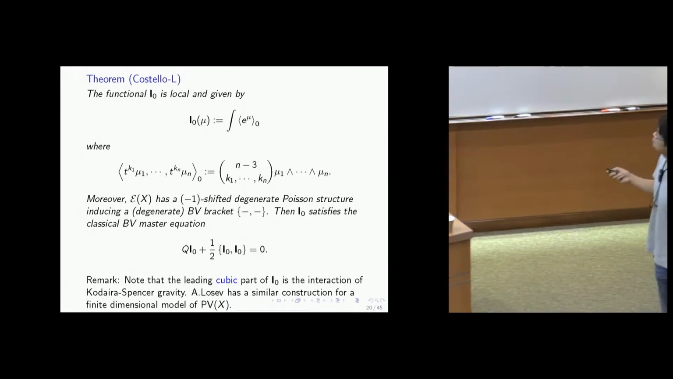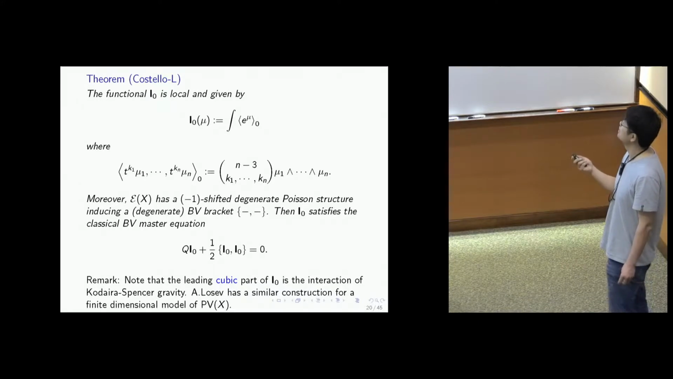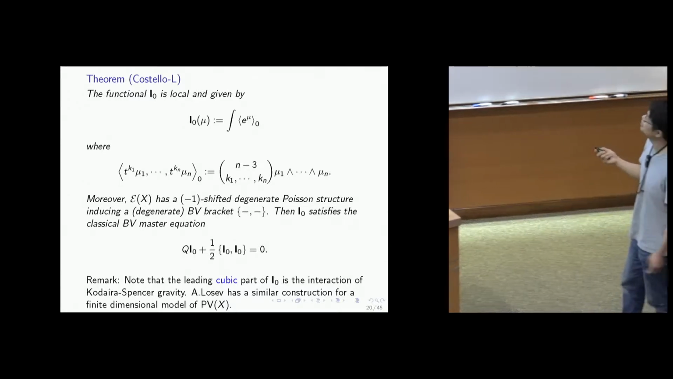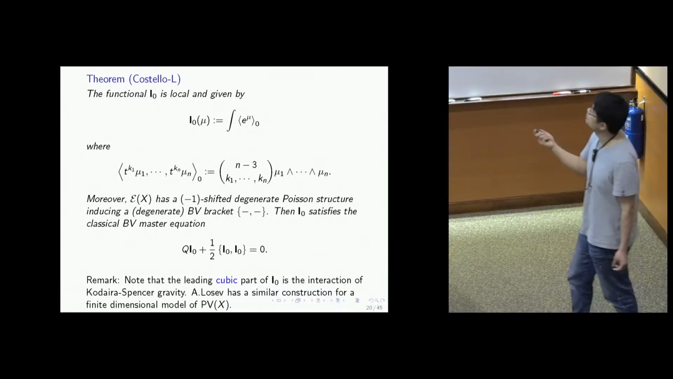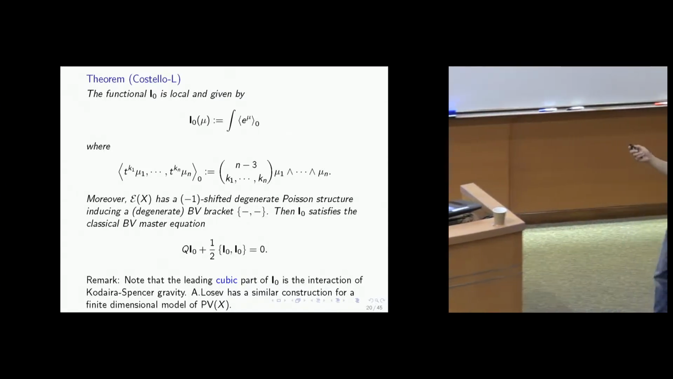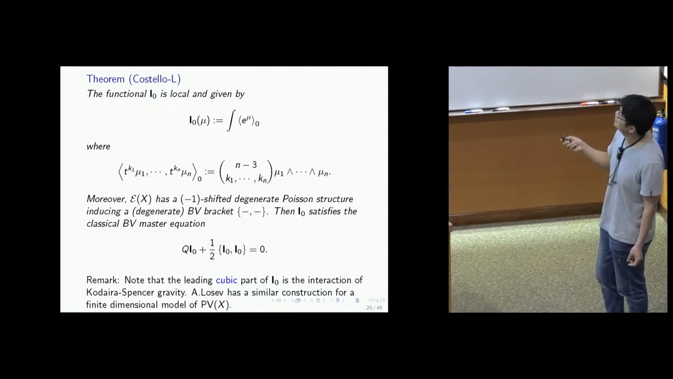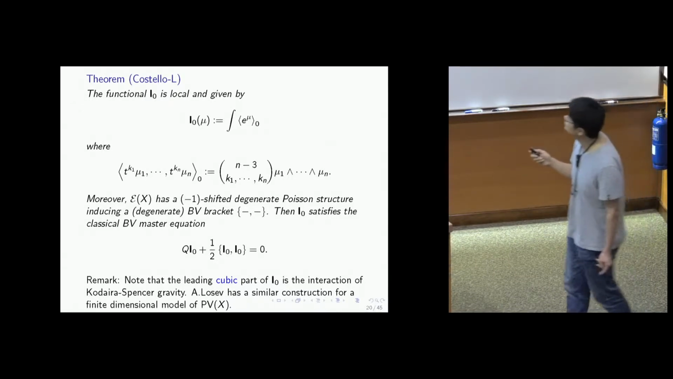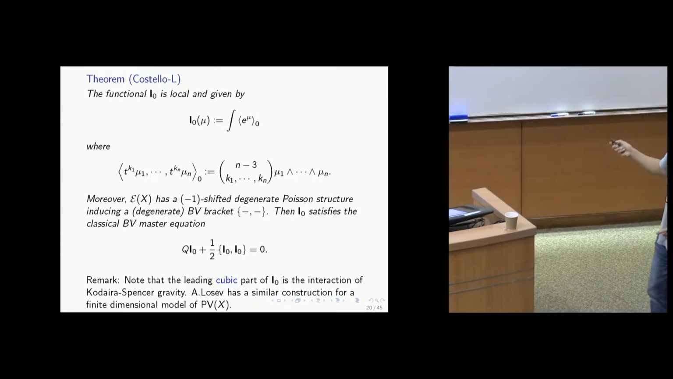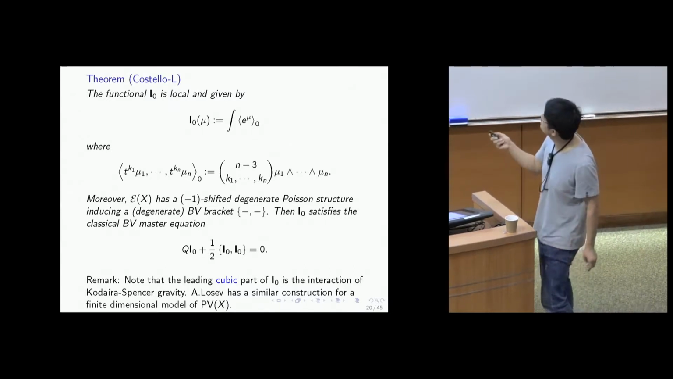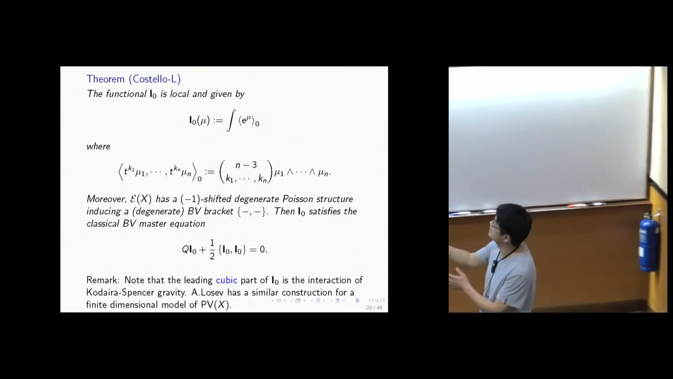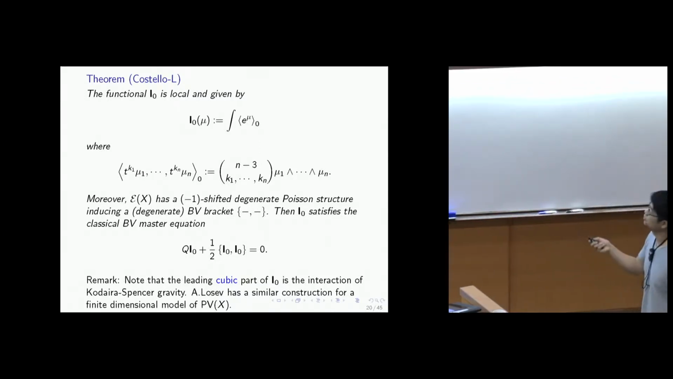Moreover, this action functional satisfies a version of a classical BV master equation. But this BV structure is degenerate. Basically, you have this Poisson BV bracket which is minus one shifted and degenerate, not symplectic. And this causes a lot of trouble, by the way. But this one satisfies this kind of DG version of a classical master equation. And if you look at the leading term, it is the QP interaction part. That's precisely the Kodaira-Spencer gravity studied by BCOV. And so this is how the Kodaira-Spencer gravity is extended to the full solution of the classical master equation.